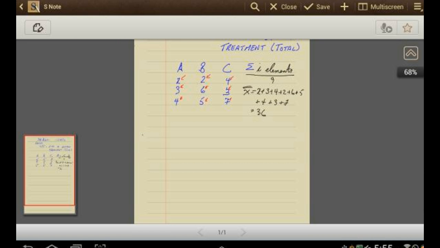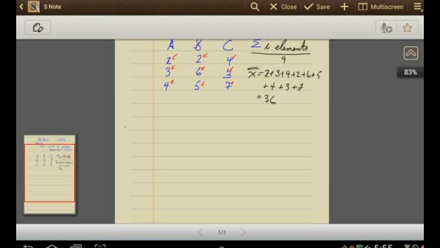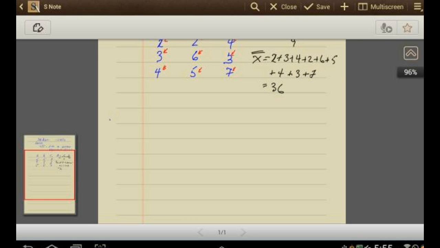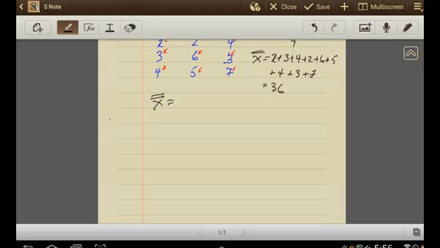Then we divide by 9. So our double bar x, which is our grand mean, is equal to 36 divided by 9, which is equal to 4. So double bar x is our grand mean.